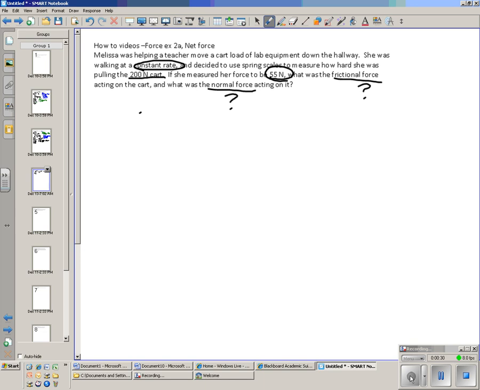So we first go ahead and draw out the diagram. We've got a gravitational force, which is downward. We've got a normal force, which is upward. We have an applied force to the right and the frictional force to the left.